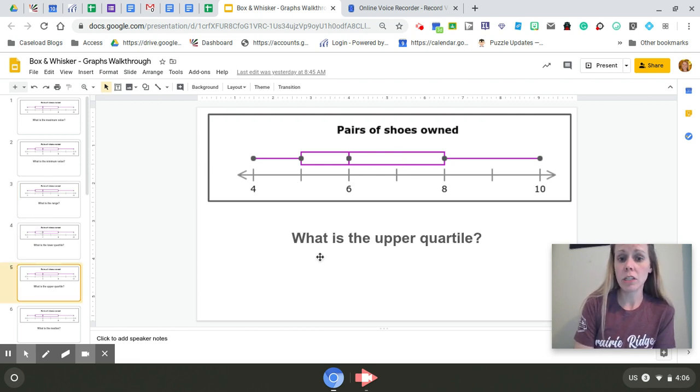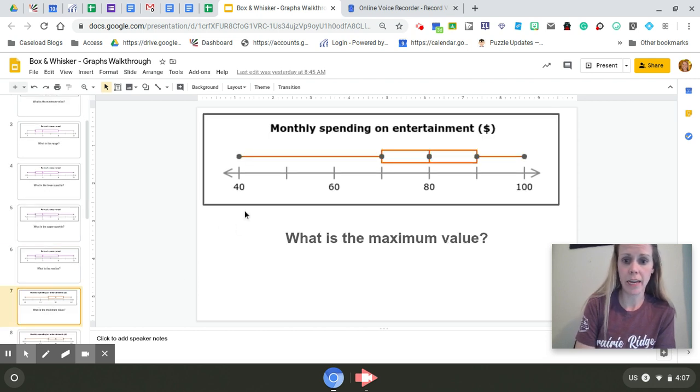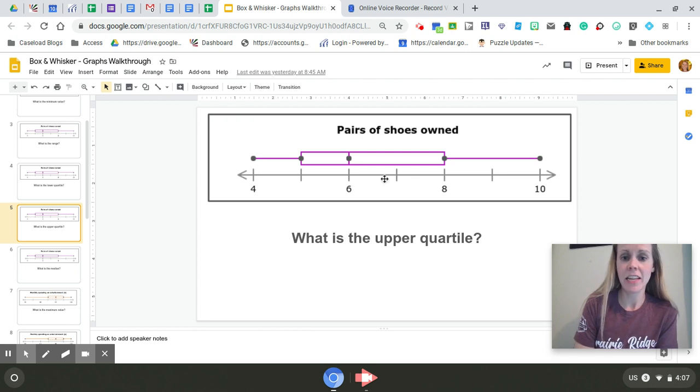And then the lower quartile is going to be, I'm going to look at the box now. So that's why it's called a box and whisker. So the upper quartile is going to be the top range of the box. So that's going to be 8. And then the lower quartile then, I didn't even ask you guys. The lower then would be the bottom part of that box. And then the median is going to be the middle of that box. So my middle line here is at 6.